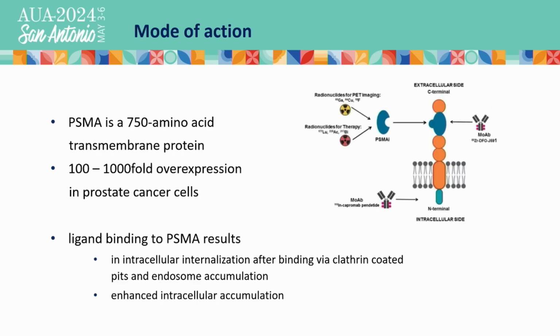How does a PSMA PET CT scan work? So PSMA itself is a transmembrane protein which has a 100 to 1,000-fold expression in prostate cancer cells. The ligand binds to the PSMA receptors. The PSMA receptors are internalized after binding via a specific coded pit and endosome accumulation. And thereby you have this enhanced intracellular accumulation, which you can use for diagnostic and also for therapeutic purposes.